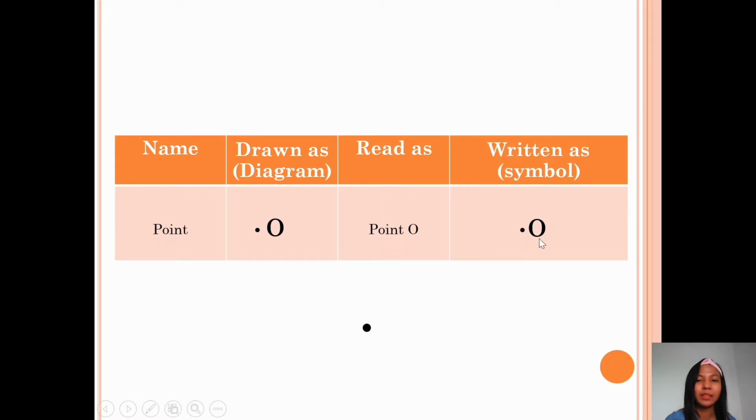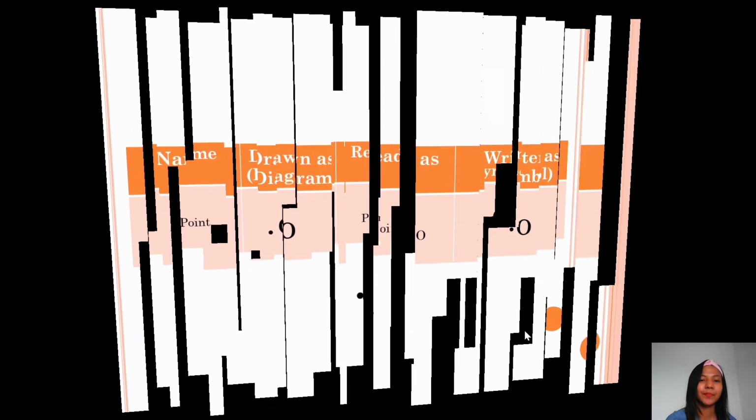Okay, next. When you're going to write point O, it's just the same as in the diagram. Just the dot and then the letter O. So you can see dots anywhere. Okay?